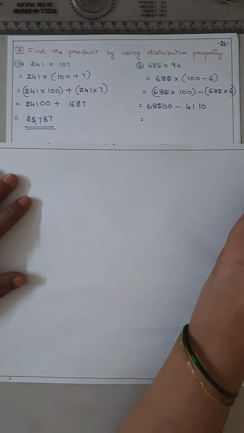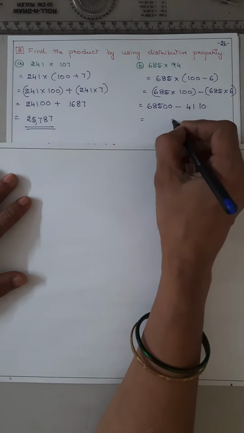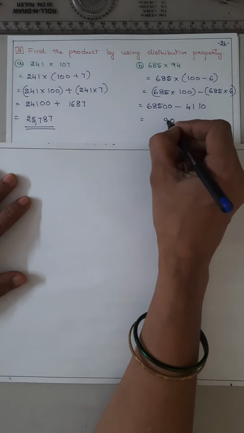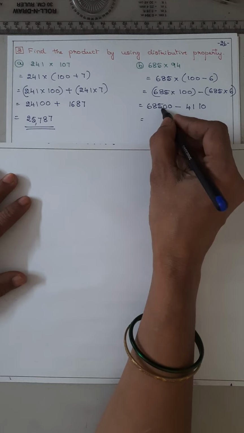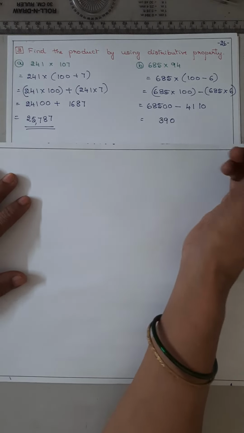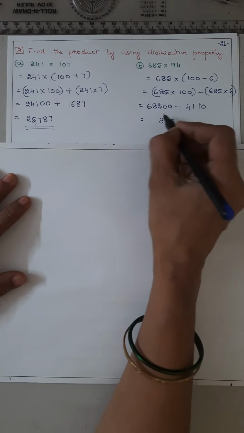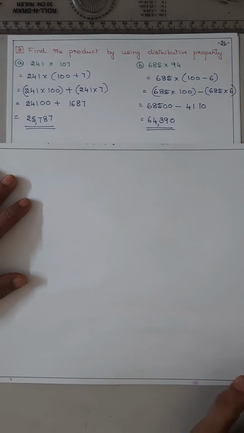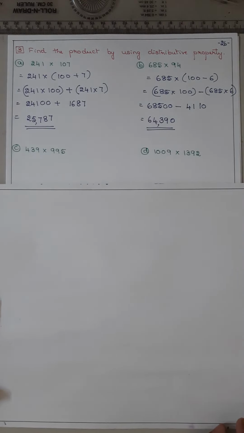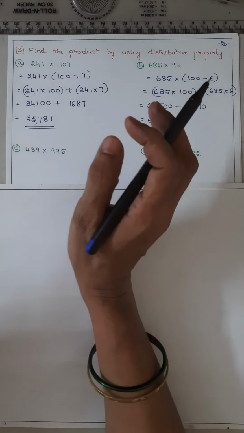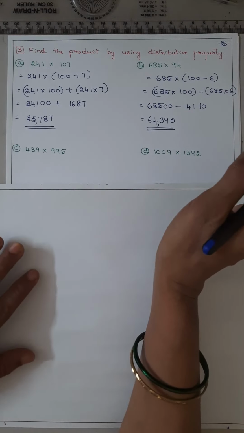And now you subtract. 0 minus 0, 0, 0 minus 1 means 10 minus 1 is 9. Now here 4 is there. 4 minus 1 is 3. Now 8 minus 4 is 4. 6 as it is. It is 64,390. Okay. So we have to add or subtract whichever number is nearest to 10, 100, 1000, like that.